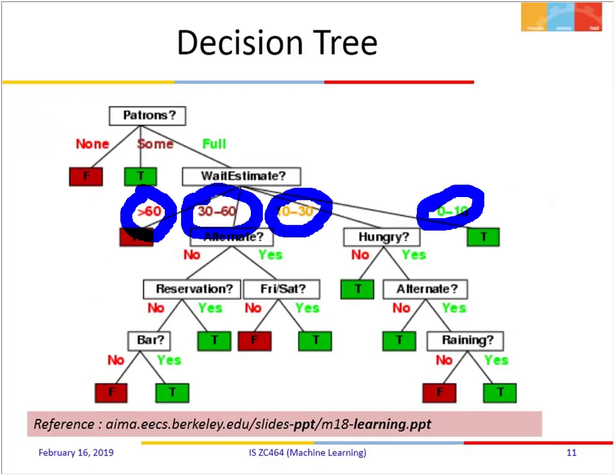So you can see that the node weight estimate has 4 children, right? So how many answers are possible? I can say for weight estimate, it is 4. For hungry, it is 2. For raining, it is 2. Patterns, it is 3, right? So a decision tree is not necessarily a binary tree. It can be binary only if every attribute has only 2 answers possible. Okay.